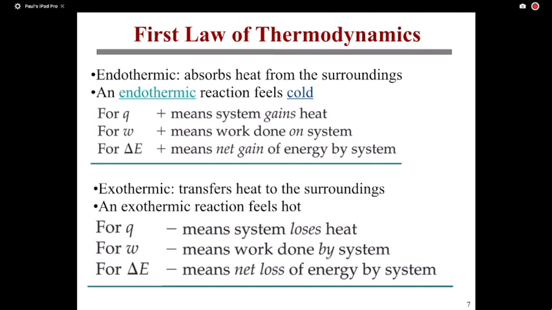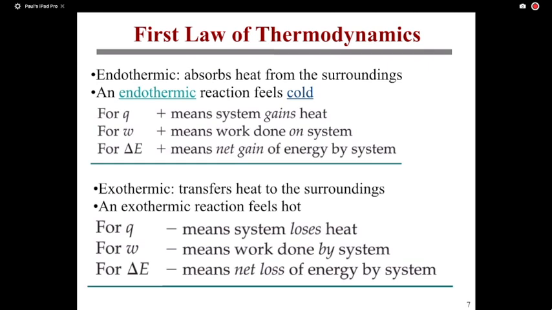An endothermic process means that the heat would be gained. So the system gains heat. It also means that work is done on the system, and that would be positive. And delta E would be, I actually took in energy into the system, and it would be positive.